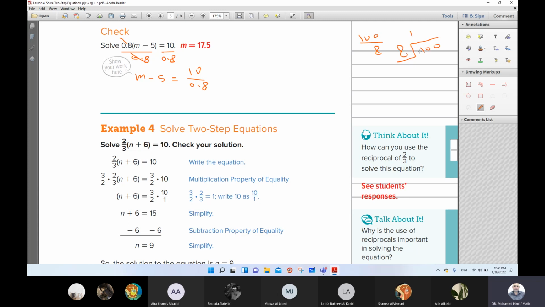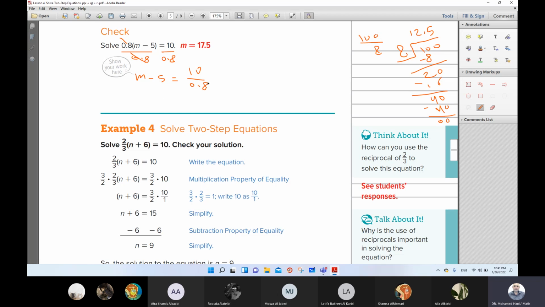10 divided by 8 will be 1. 10 minus 8 will be 2. Drop 0 here, 20. 20 divided by 8 will be 2. 2 times 8 will be 16. 20 minus 16 will be 4. Put here a point and put here 0 and continue. 40 divided by 8 will be 5. 5 times 8 will be 40. 40 minus 40 will be 0.